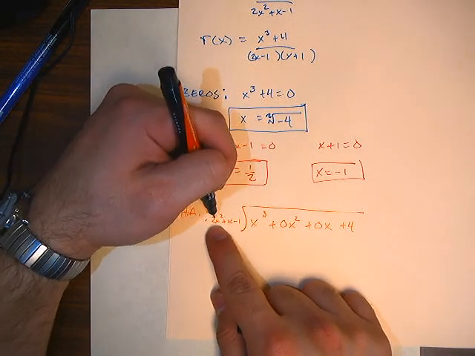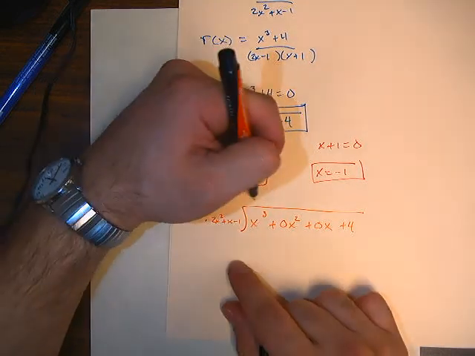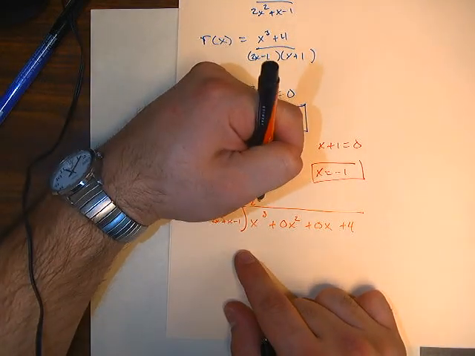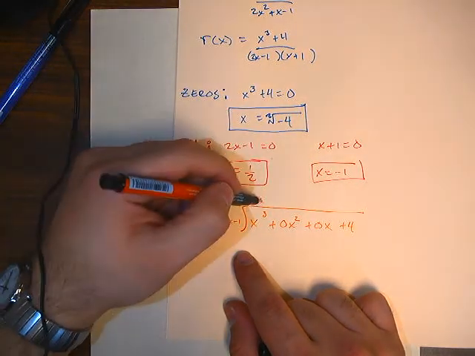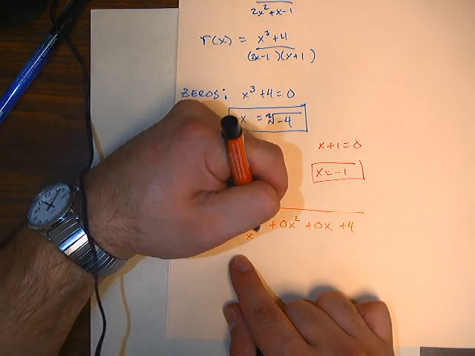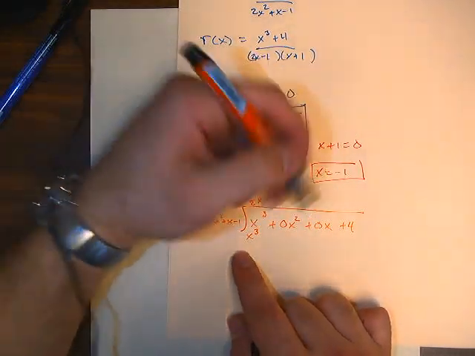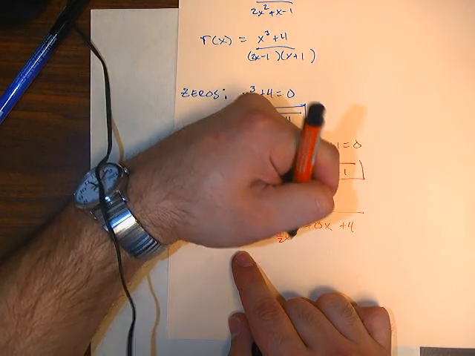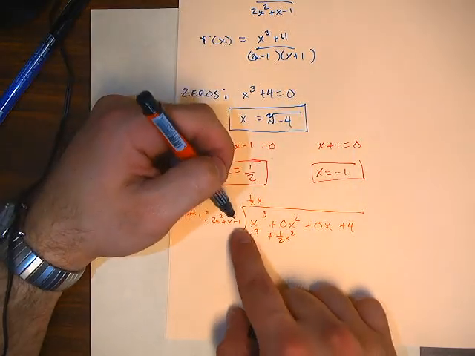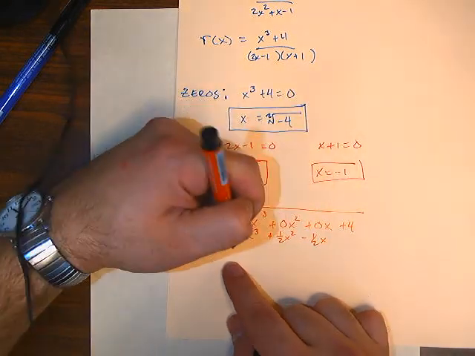So how can I make 2x squared into x cubed? Well, you can multiply by 1/2 x. And if I multiply these out, I get 1/2 x times x squared gives me x cubed. 1/2 x times x gives me plus 1/2 x squared. 1/2 x times negative 1 gives me negative 1/2 x.